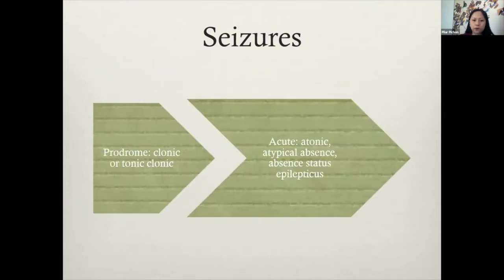And then in the acute stage, sometimes they can present with other types of seizures. One is atonic. Usually that's when they lose tone and they fall to the ground. Or they can have atypical absence, so staring, and usually these are longer than your typical absence, usually longer than 30 seconds. And then they can also have absence status epilepticus, so they're staring for a long time and without return to their baseline.